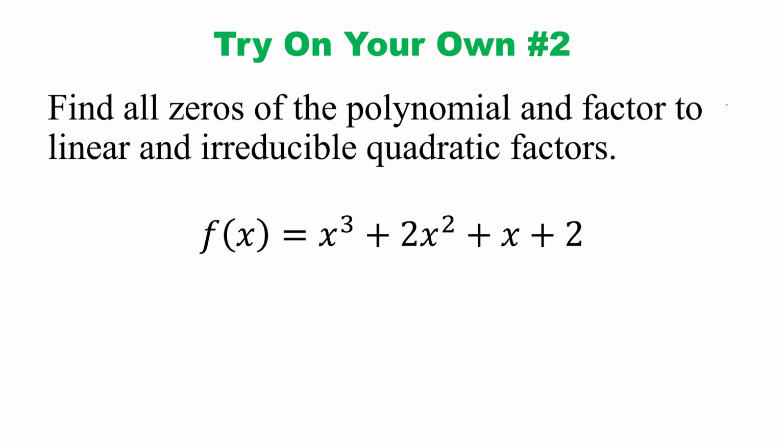And now we're moving on to the try on your own for this part of the lesson. This is try on your own number 2. Find all zeros of the polynomial and factor to linear and irreducible quadratic factors. f of x equals x cubed plus 2x squared plus x plus 2.